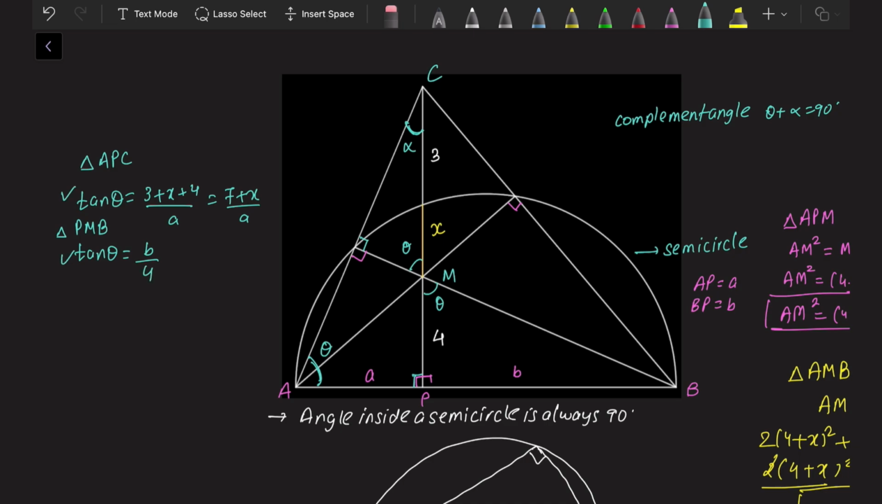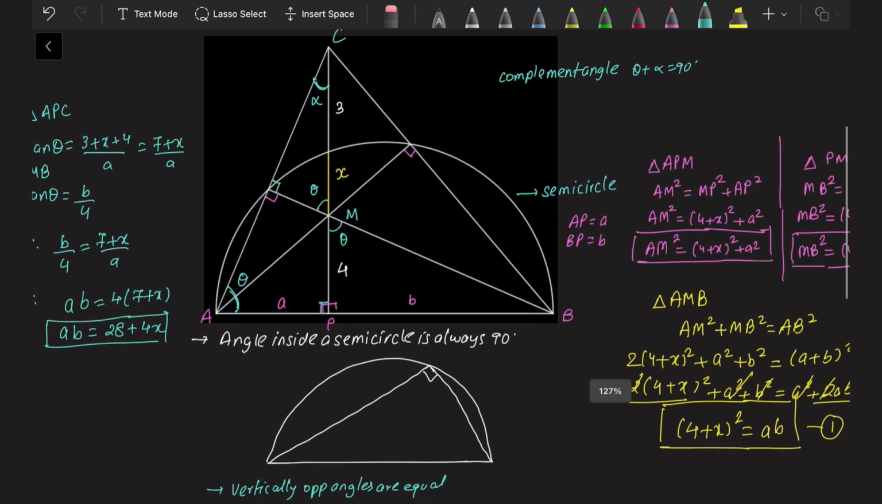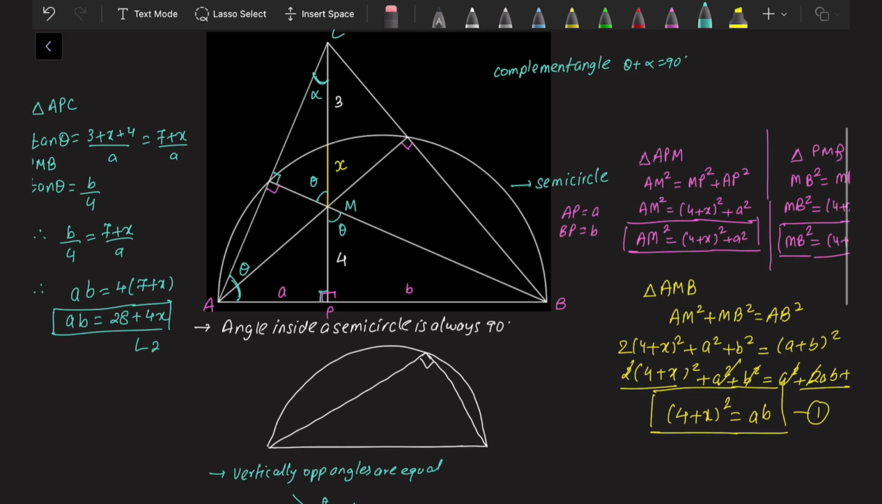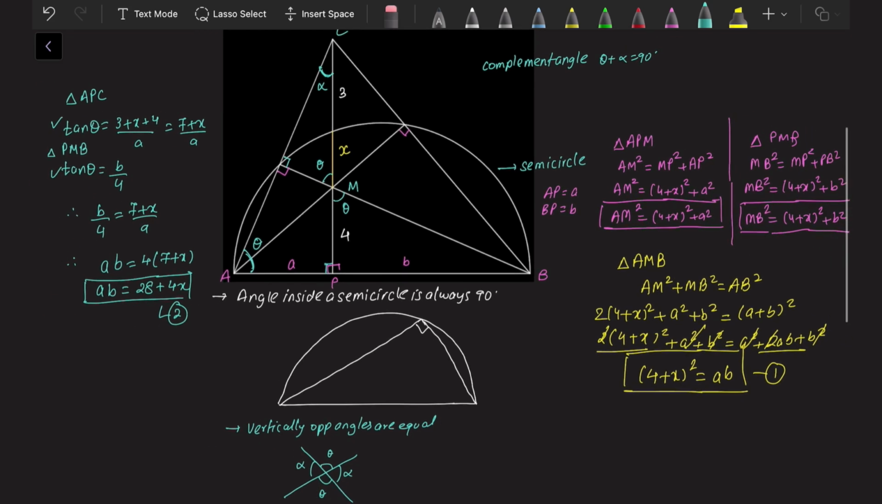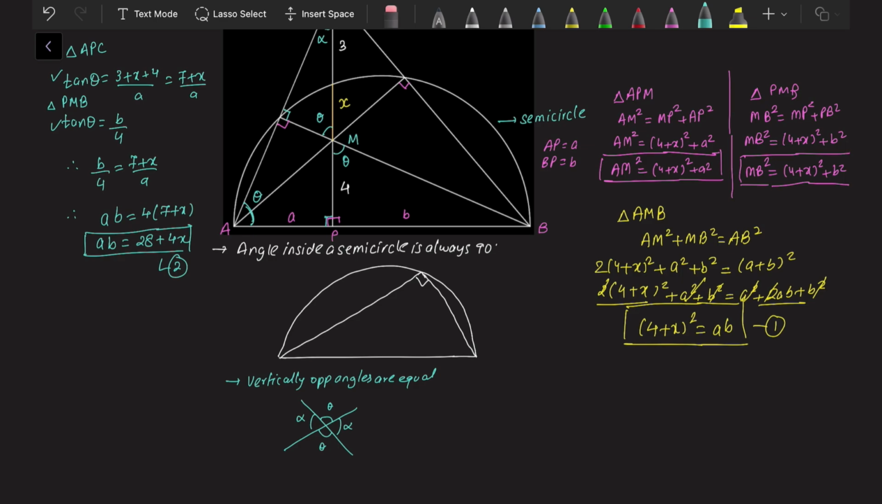Now look carefully, both of these values are of tan theta. Therefore, b upon 4 is the same as (7 plus x) upon a. Doing cross multiplication, we get ab equals 4 times (7 plus x). Hence the value of ab would be 28 plus 4x. Now as I told you, we should get the value of ab in terms of x, and here it is value number 2. So comparing these two values, we can move on to the final part, from 1 and 2.